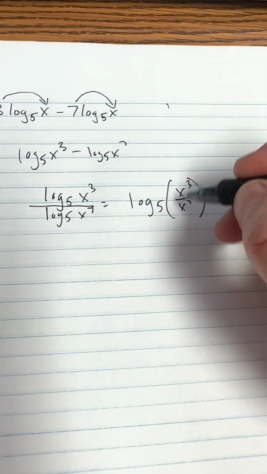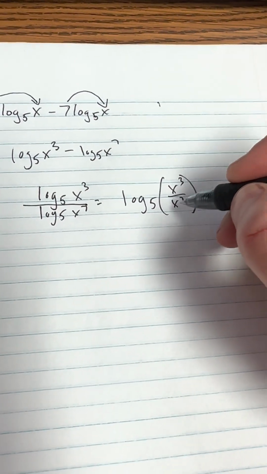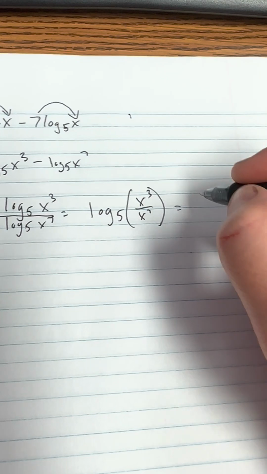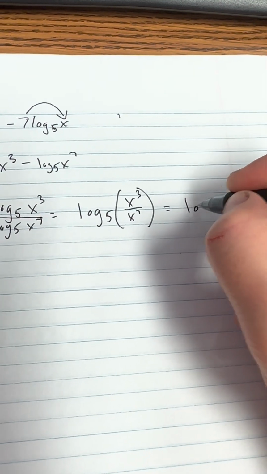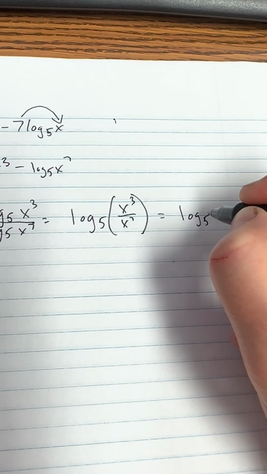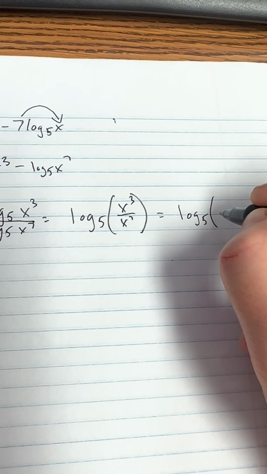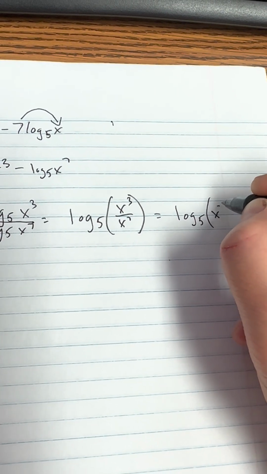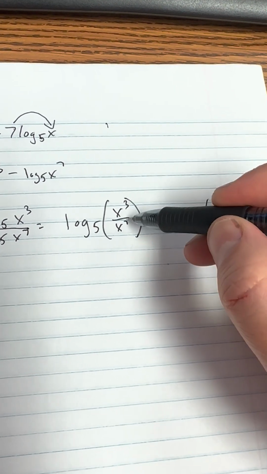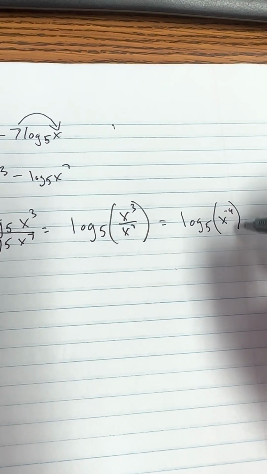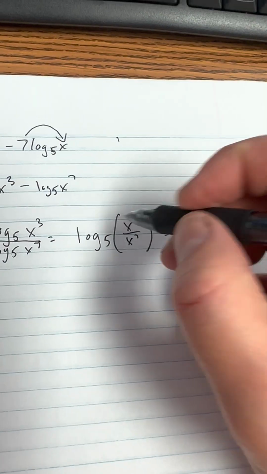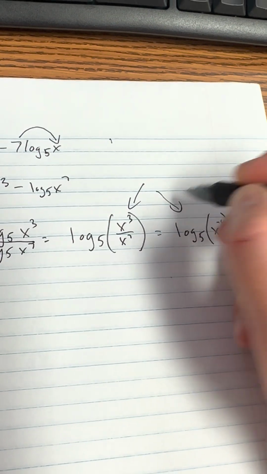I don't know if she's going to want you to simplify the x to the 3rd over x to the 7th. If she does, because that kind of is a little bit more complete, you'd have log base 5 of x to the negative 4th power, right? Because 3 minus 7 is negative 4. So this is probably fine. But again, either one of these should be okay, right?